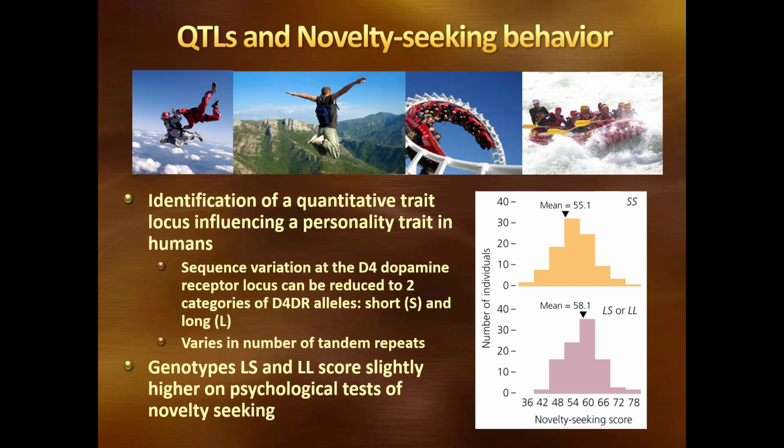And so if you have more dopamine receptors in certain parts of the brain, you're going to have that higher reward system being activated. What you can see here is individuals that have both SS copies have a much lower novelty-seeking score, 55.1, than individuals that have either 1 or 2 copies of the L longer tandem repeat. So there appears to be some correlation between these QTLs and novelty-seeking behavior.